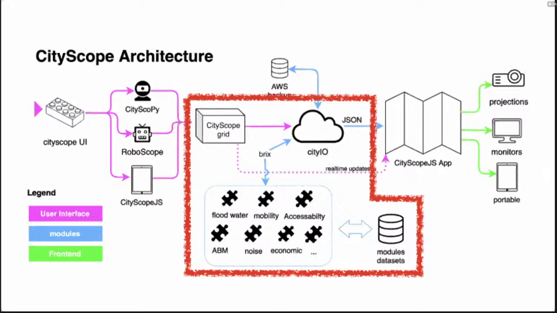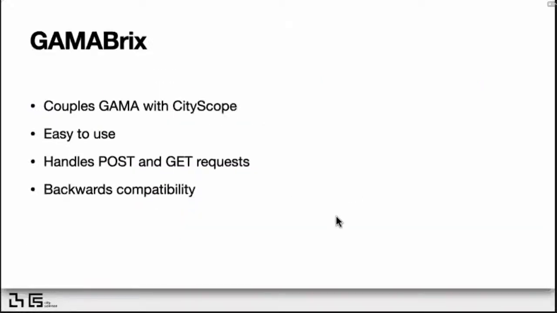So this is why we developed this tool that we're calling Gamma Bricks. Gamma Bricks couples Gamma with Cityscope. That's a simple thing it does. A lot of these statements are actually hopeful. We are working on this. It's work in progress. So when I say easy to use, there's a "we hope" associated to it.